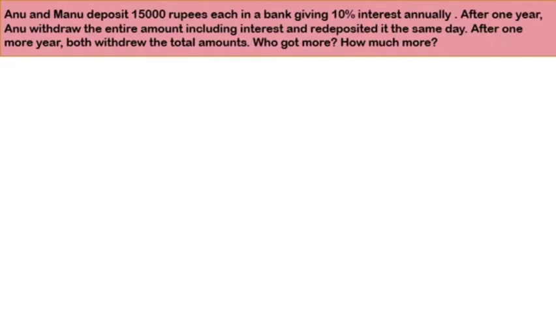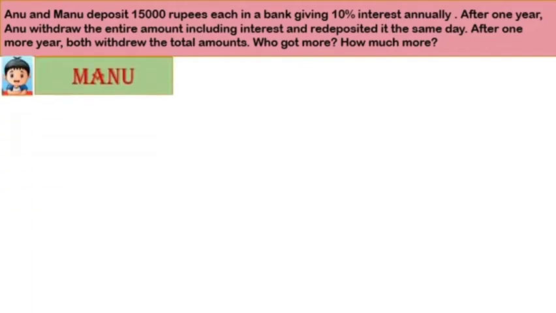Look at this question. Anu and Manu deposited 50,000 rupees each in a bank, giving 10% interest annually. After 1 year, Anu withdrew the entire amount including interest and redeposited it the same day. After 1 more year, both withdraw the total amounts. Who got more? How much more?